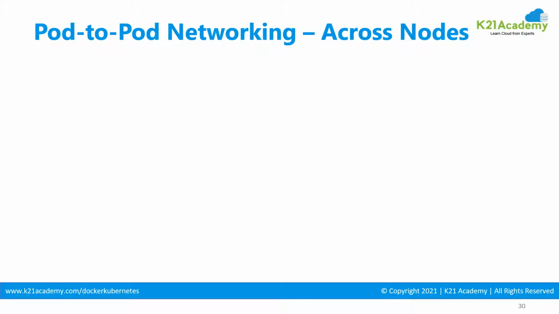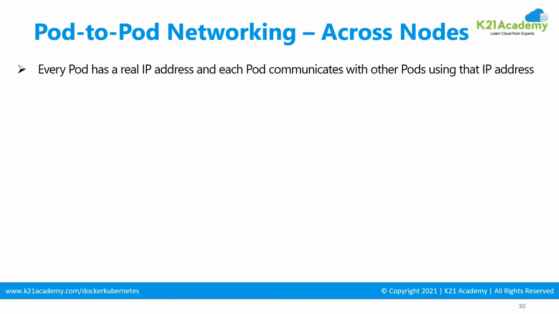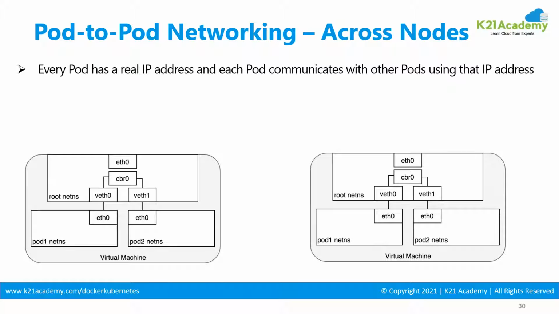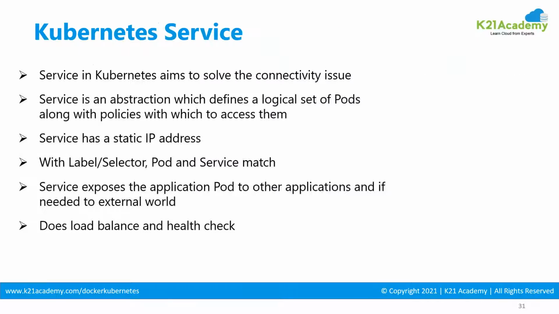That is important, guys. But what will happen across nodes? Every pod has a real IP address, and each pod communicates with other pods using the IP address. And now here is where the CNI comes into the picture. When we have multiple worker nodes, how will the communication take place? It will take place through an additional networking layer called a CNI, whichever you use. So the packet will start from here, and this is the way the packet will flow, guys.